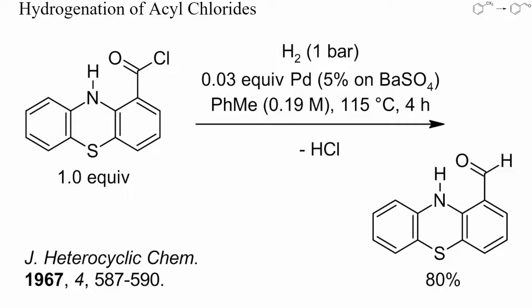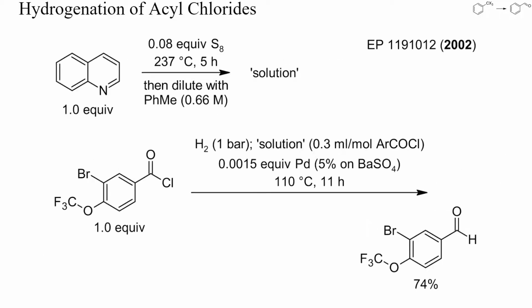In this example, no additional deactivation was necessary because the starting material already contained sulfur. This here is a procedure for deactivating palladium with sulfur and a typical Rosenmund hydrogenation. First, elemental sulfur was refluxed in quinoline for 5 hours and the product was then dissolved in toluene.